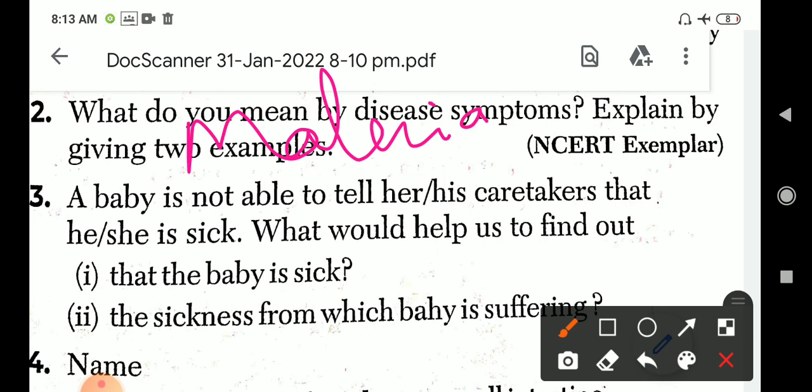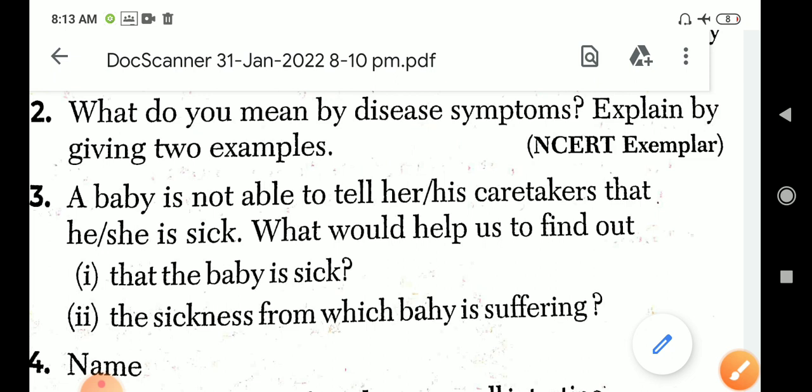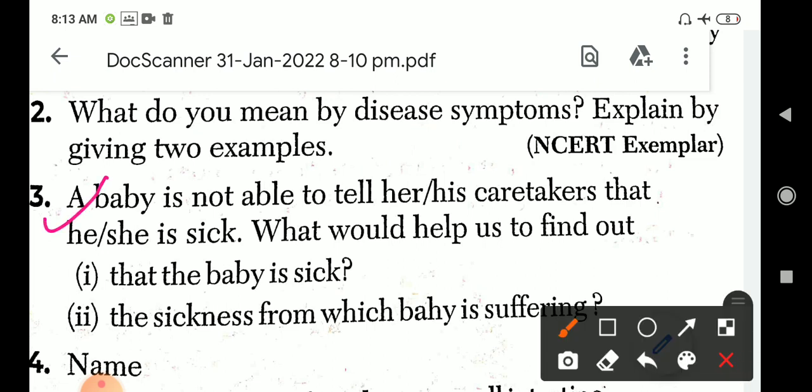First is chill, then after that hot stays, then sweating stays, and after some time the cycle will repeat. While in typhoid fever, rashes will be on the body, stomach pain, etc., right? So these are a few examples. Now next question to you: a baby is not able to tell her or his caretaker that he or she is sick.